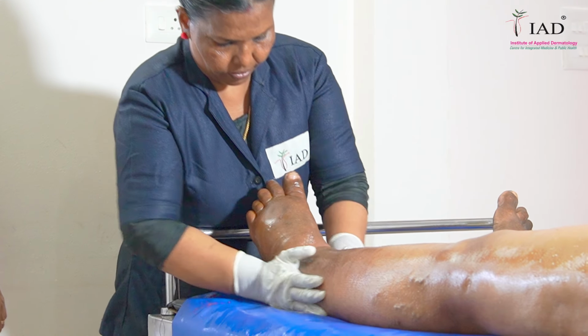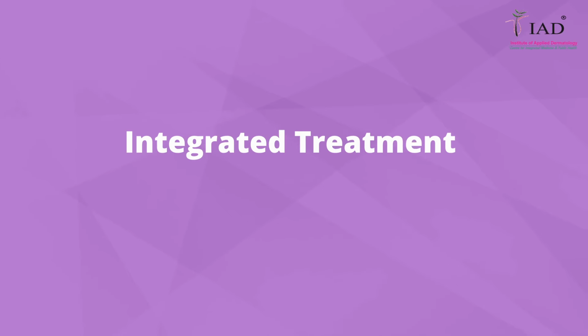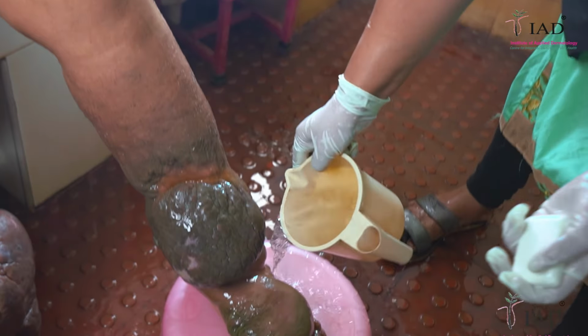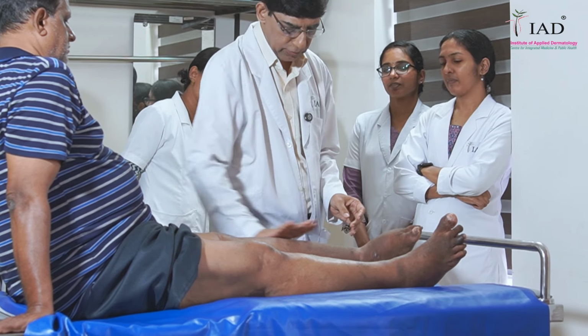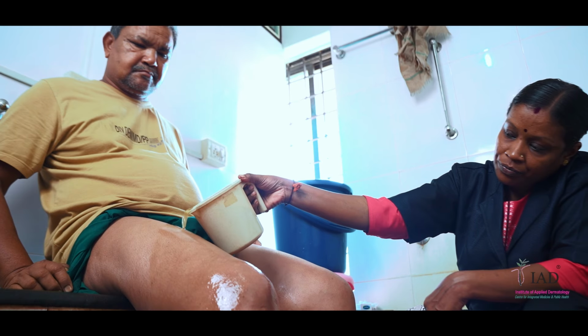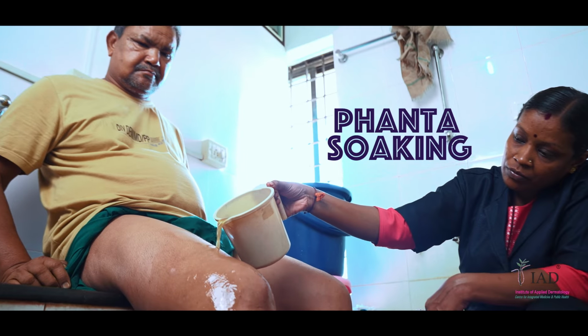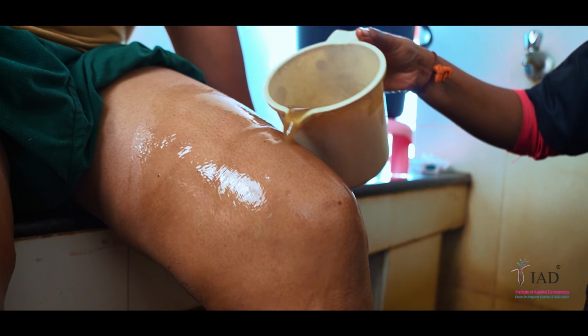When we give this oil massage and our integrated treatment, that is reversed. First thing we do is give a good wash with soap and water for this and maintain good hygiene for this limb. Second thing is our team members will pour Fanta on this, and again they will clean, so that any damages to the skin are rectified.